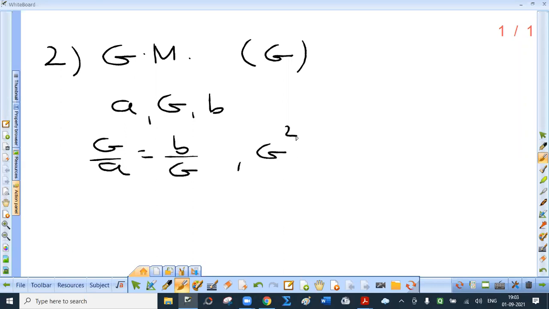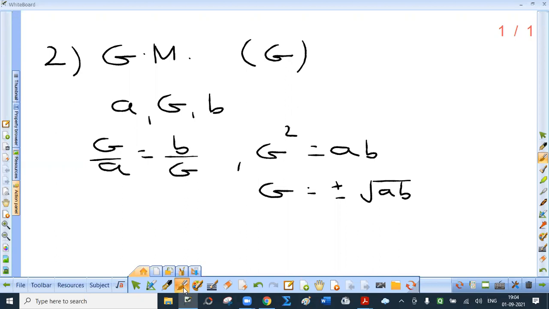Cross multiplication gives G square equal to AB. So what is capital G? It is plus minus root AB. Now we have to use common sense. As root AB is there, clearly A and B have the same sign. That is, both A and B are positive or both are negative.